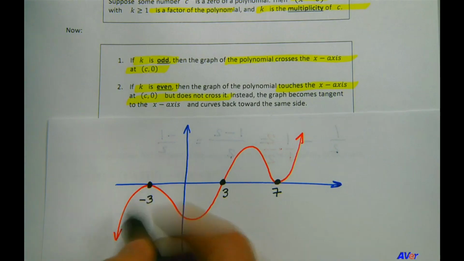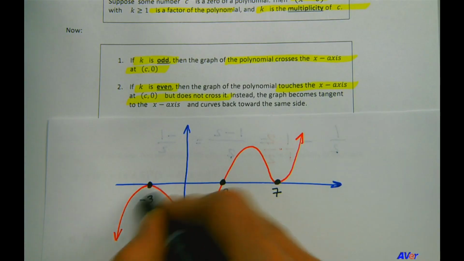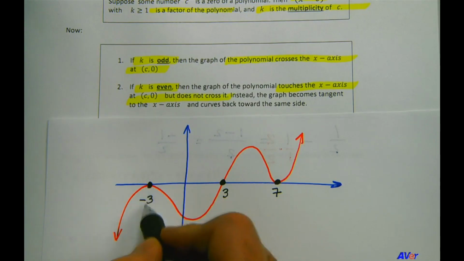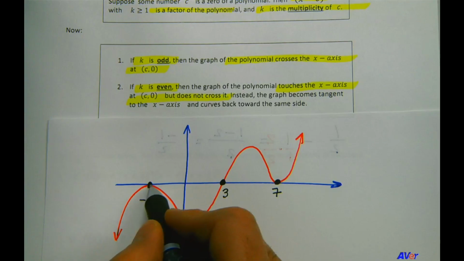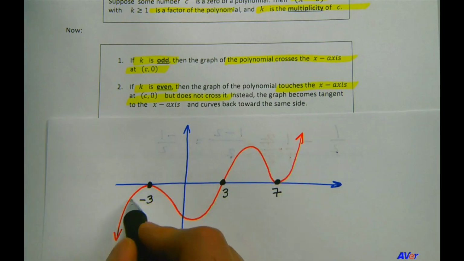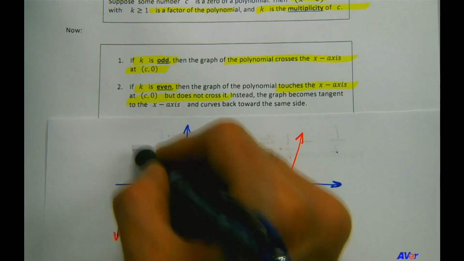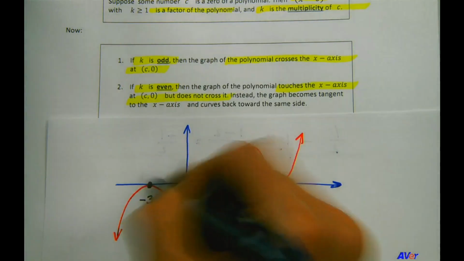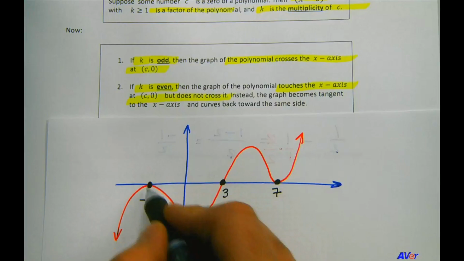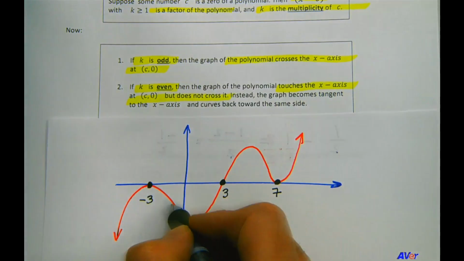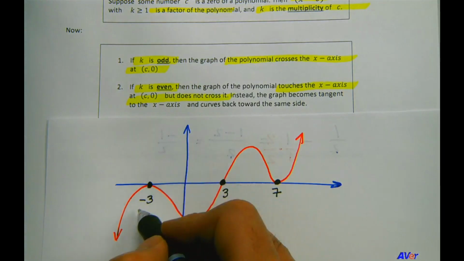So, notice how the polynomial is behaving. The graph is touching the x-axis at that point. Negative 3 is a zero, so it should touch the x-axis at that point. But it doesn't cross the x-axis. It bounced to the same side. If this line would have come from above, it would bounce to that side. The point being, at this point, the graph bounces back to the same side. It doesn't cross the x-axis.